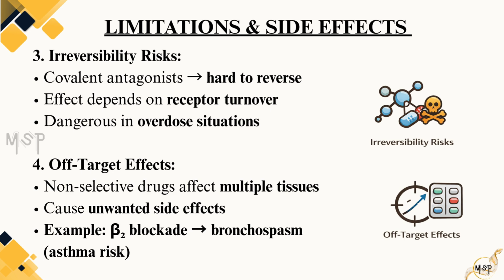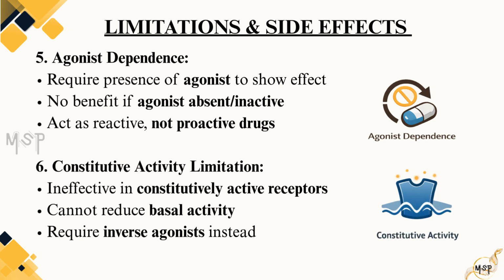Off-target effects. Non-selective antagonists can cause side effects in other tissues. For example, non-selective beta blockers block beta-2 receptors in the lungs, causing bronchospasm, which is dangerous in asthmatic patients. Agonist dependence. Antagonists have no therapeutic benefit if the target agonist is absent or inactive. They are reactive, not proactive, drugs.